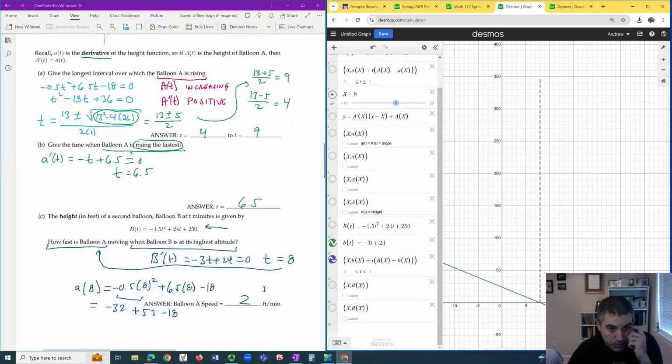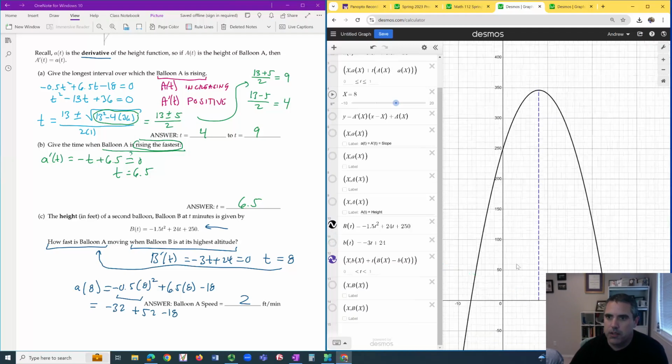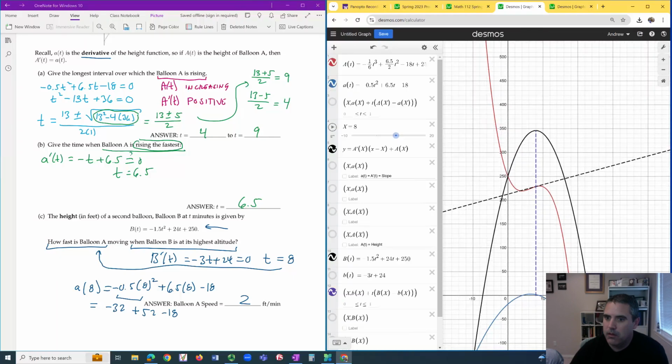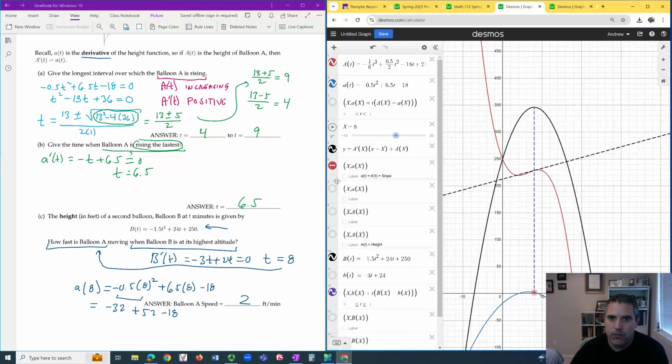Okay, how fast is balloon A moving when balloon B is at its highest spot? So first you had to find when is balloon B at its highest spot. 8 seconds, that's right there. And then the question said, now I want you to think about balloon A. Now, are we talking about the height of balloon A? No, because the question is not saying what's the height of balloon A. It's saying how fast is it moving. So in other words, it's asking for this slope right there. But that's contained in the derivative. So we just need that derivative value right there. That's where the 2 came from. The slope of that black line is 2.